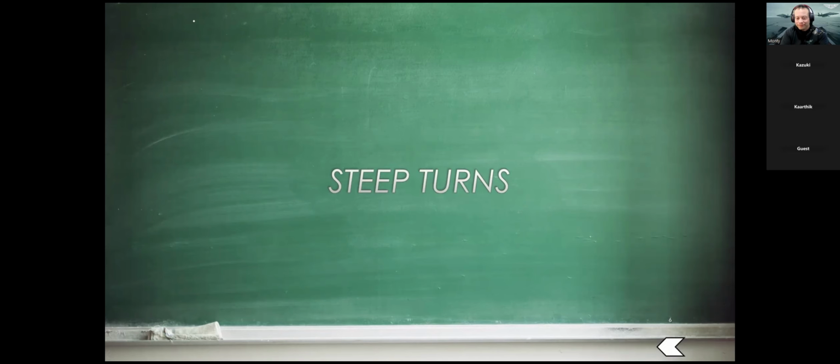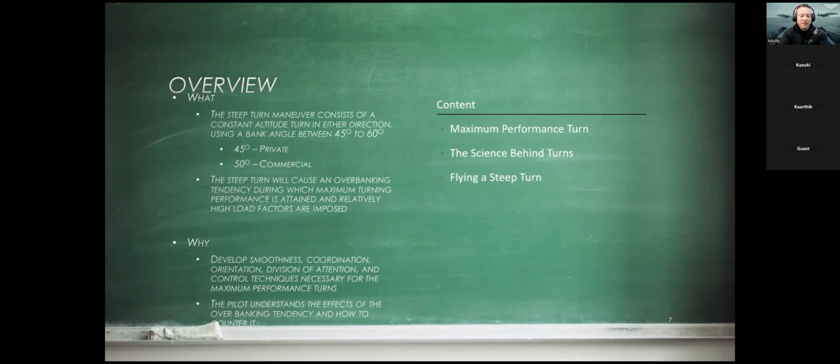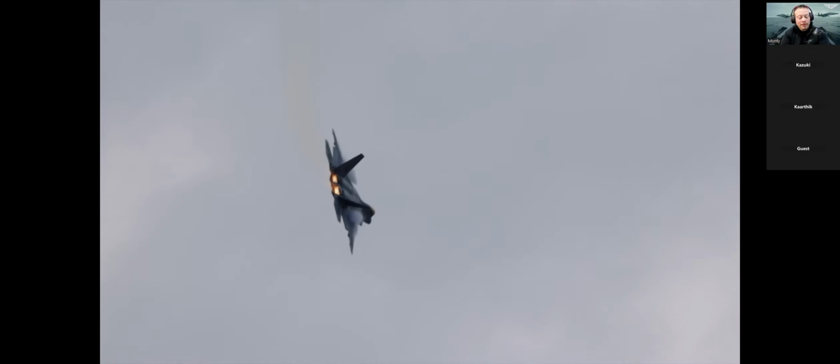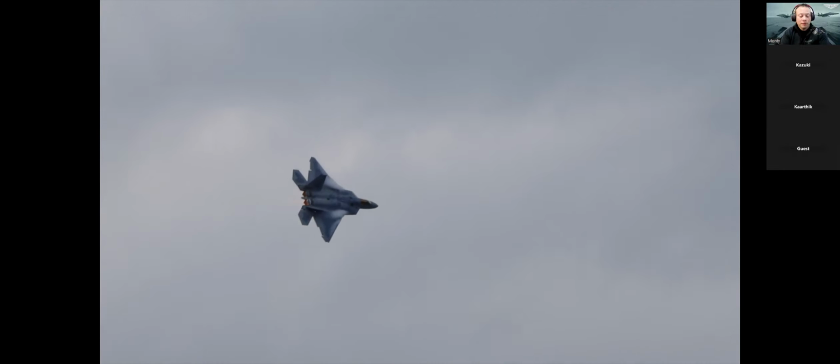Steep turns. A steep turn is a turning maneuver consisting of a constant altitude turn in either direction using a bank angle between 45 and 60 degrees of bank. If you're going for your private pilot certificate, you will need to demonstrate this maneuver at 45 degrees of bank. If you're going for your commercial, you'll need to demonstrate it at 50 degrees of bank.